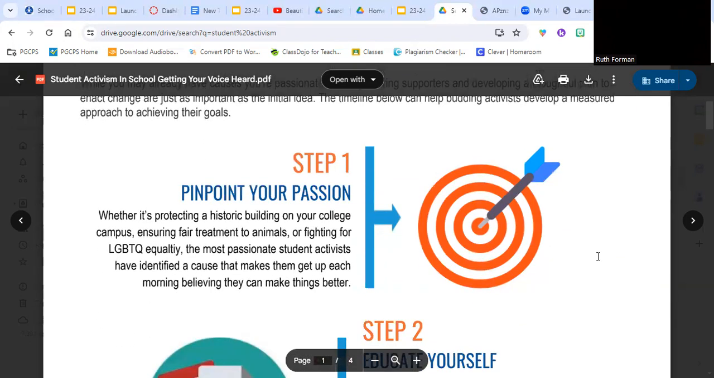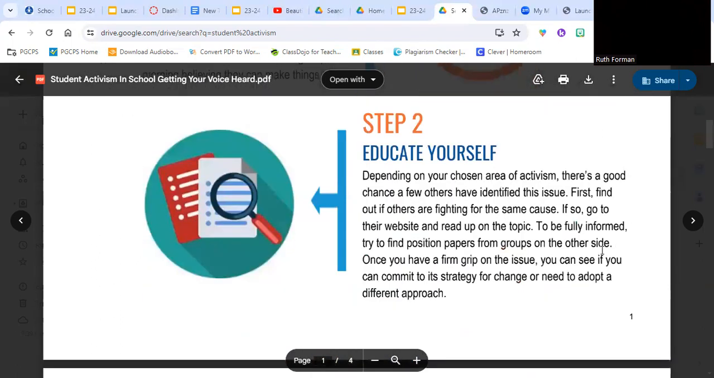Step one, pinpoint your passion. Whether it's protecting a historic building on your college campus, ensuring fair treatment to animals, or fighting for LGBTQ equality, the most passionate student activists have identified a cause that makes them get up each morning believing they can make things better.